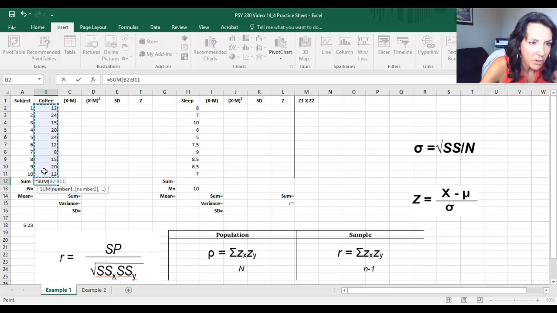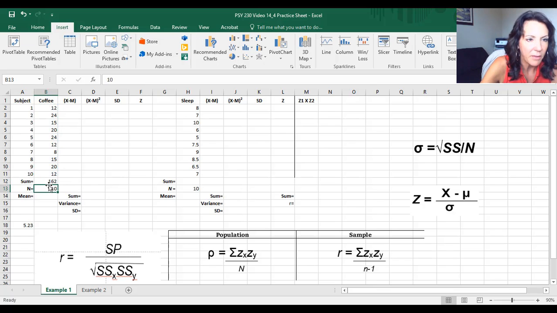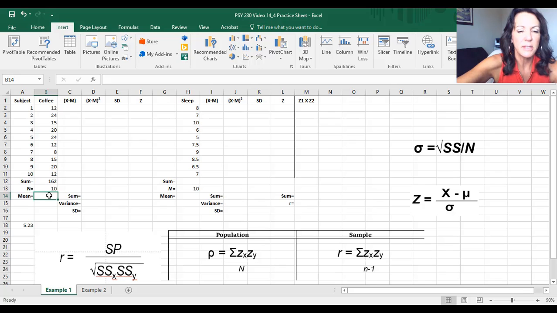I'll do that very fast. Equals, and we have 162. To find the average of this, I'm going to do equals 162 divided by 10, and we have an average. So the average of the coffee ounces is 16.20. We need that average in order to find out the standard deviation.